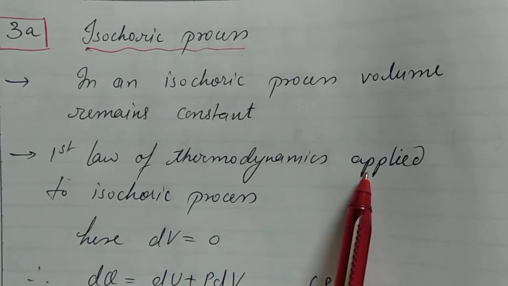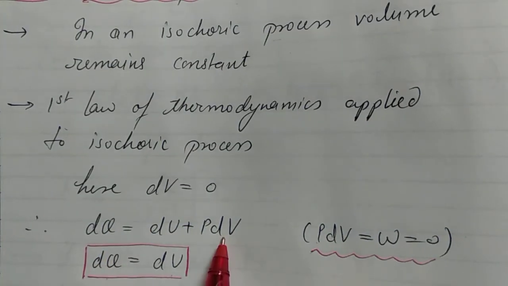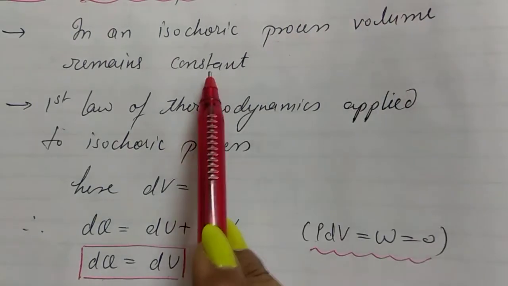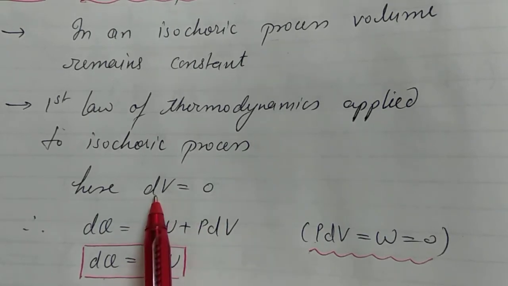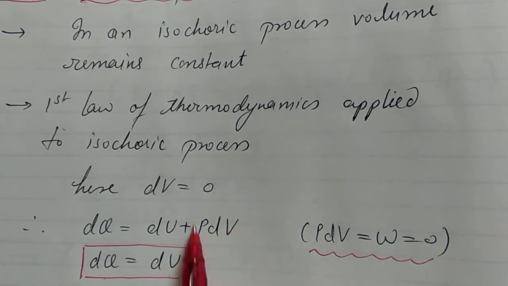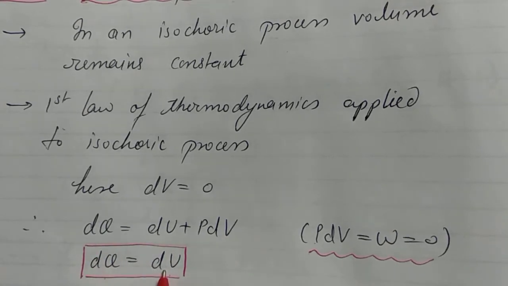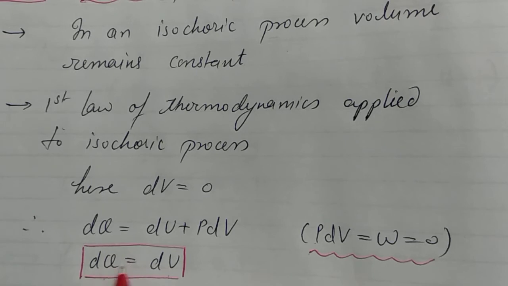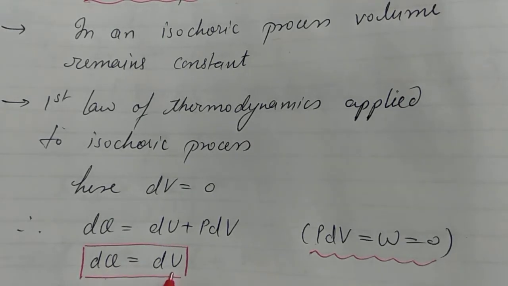Now we'll apply first law of thermodynamics to isochoric process. So see, this is the mathematical form of first law of thermodynamics. Now for isochoric process, the volume remains constant, means dV, the change in volume, is equals to 0. So when I substitute this in the mathematical form of first law of thermodynamics, then this quantity becomes 0. So I can say dQ is equals to dU. So from this, what I can say, the amount of heat energy absorbed by the gas is completely used in changing the internal energy of the system.